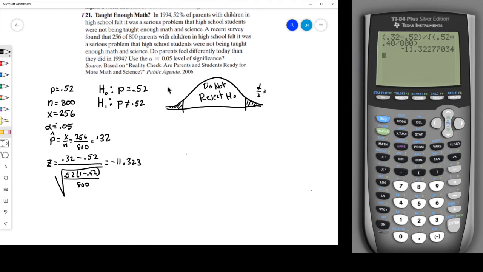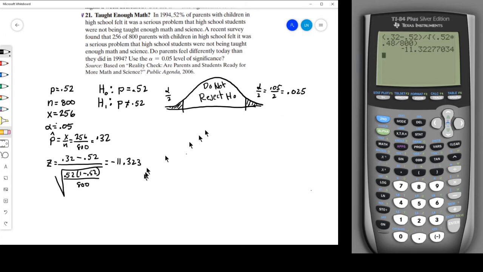Since what I'm looking up is, again, this cutoff score for this one tail, I need alpha over 2. So that is going to be 0.05 over 2, or 0.025. Anytime you're doing a two-tailed test, you have to divide alpha by 2. A one-tailed test, you use alpha. A two-tailed test, you divide alpha by 2.